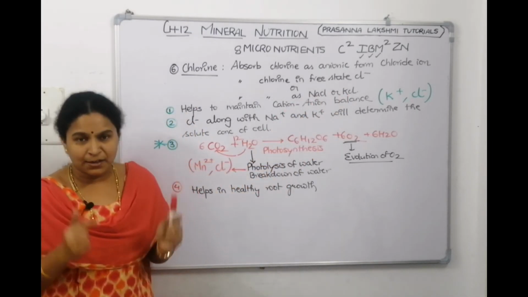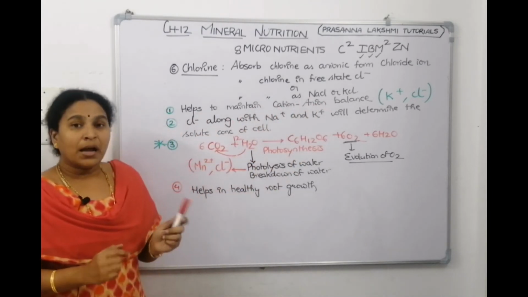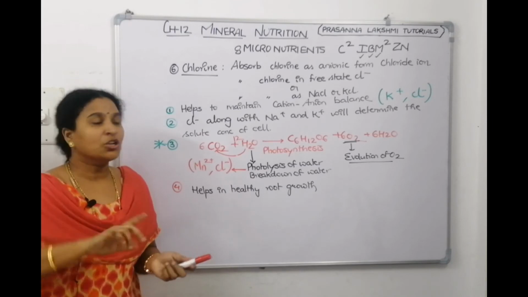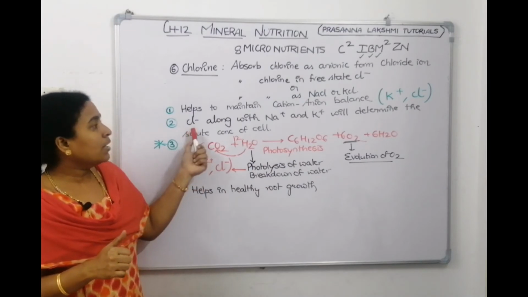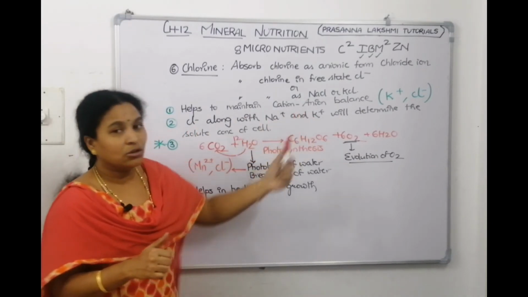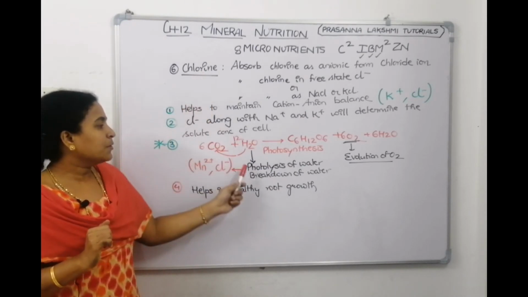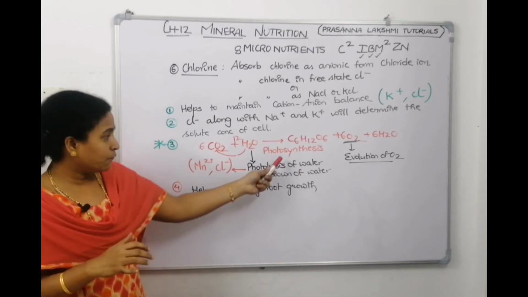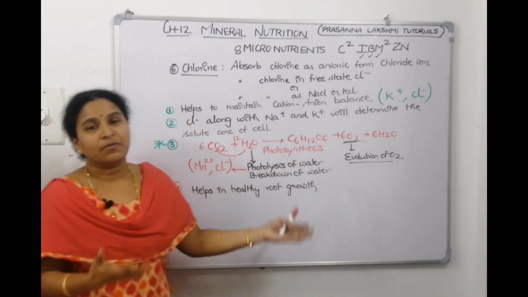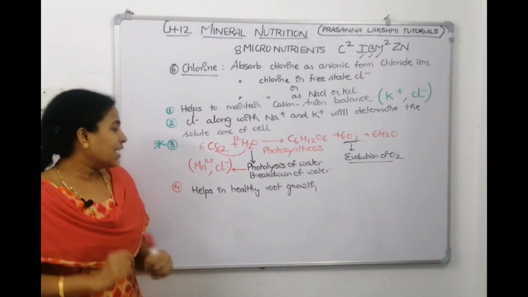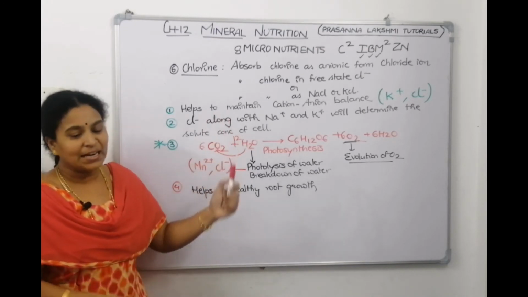Coming to the physiological functions of chlorine, chlorine maintains cation anion balance. And one more point we studied, that potassium also maintains anion cation balance. That's the first function. Second one, chlorine along with this cation and this cation determine the solute concentration in the cell. Third function, chlorine helps in photolysis of water during photosynthesis and helps in evolution of oxygen, which is very much required for our survival. Next function, it helps in root development. Take a screenshot, then we will continue with zinc and nickel.